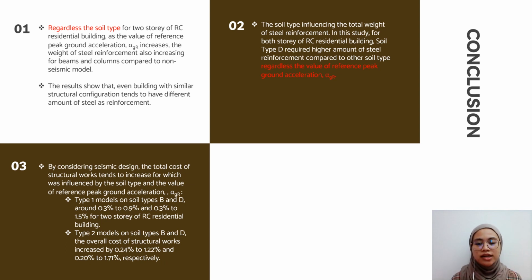Next conclusion, regardless of the value of reference peak ground acceleration, soil type D required a higher amount of steel reinforcement compared to other soil types. The results show that the soil type also influences the total weight of steel reinforcement. Lastly, by considering seismic design, the total cost of structural works tends to increase, which was influenced by the soil type and the value of reference peak ground acceleration for both types.